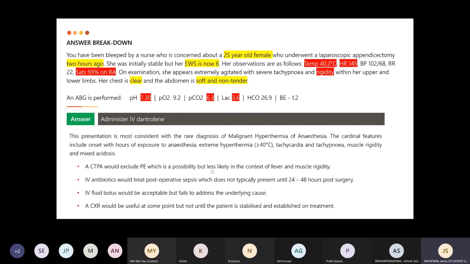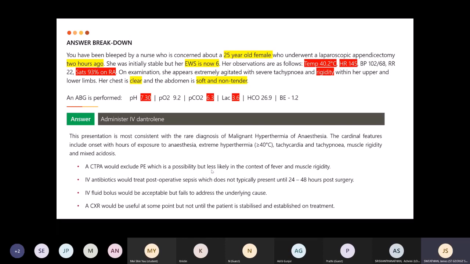The stuff in red are the things that you should look at and say, that's not normal. The temperature of 40.2 is really, really high. In general, any temperature above 40 is probably not your bog standard infection. Viral infections can occasionally give you very high temperatures, but anything over 40.2 starts making you think about weird and wonderful things like, is it drug related, so could it be serotonin syndrome, or is it endocrine related, so is it Graves' disease or something like that? Or is it the answer here, which is malignant hyperthermia of anesthesia?